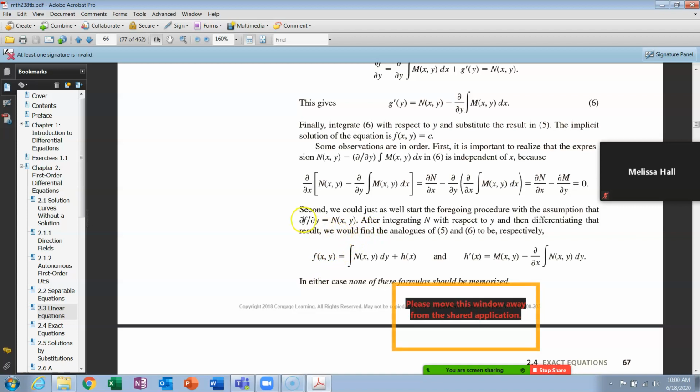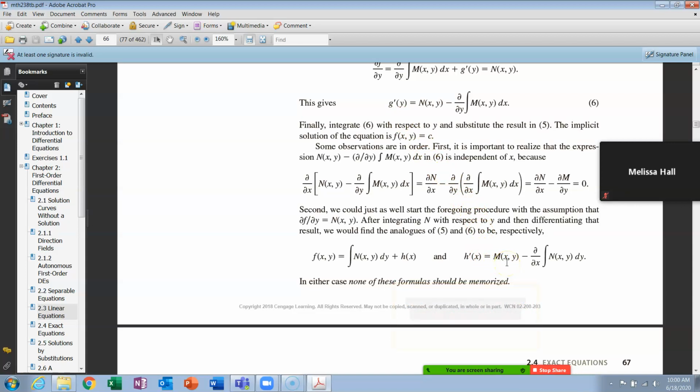if you start with that, then you integrate with respect to y, your constant of integration has to be a function of x alone, and they call that h of x. You can call it anything you want to. And then your solution at the end is going to be just like this was your g prime. Your h prime is going to be m of xy.